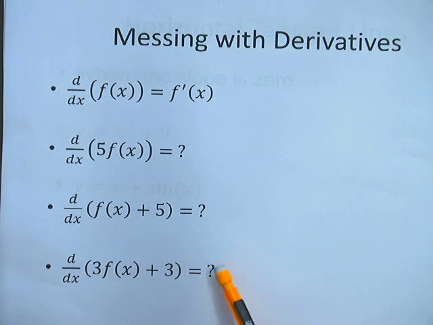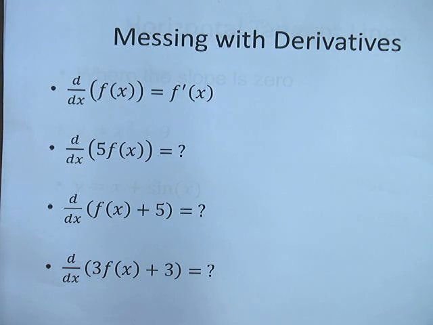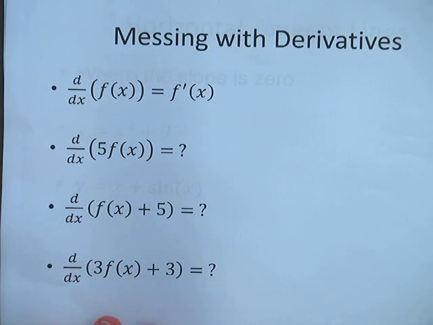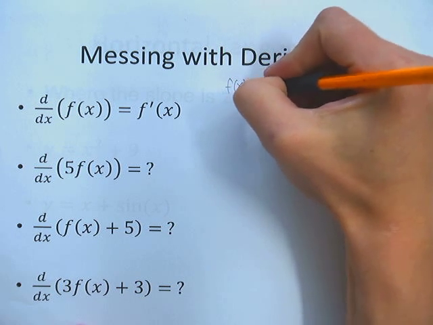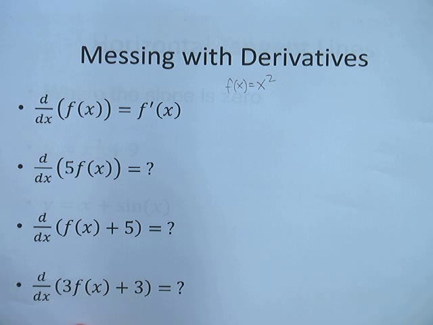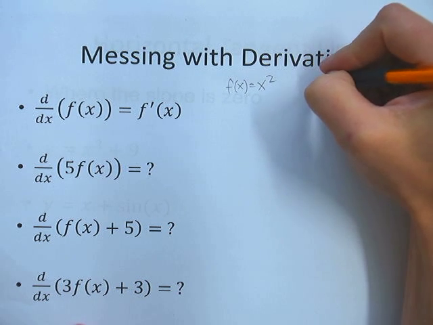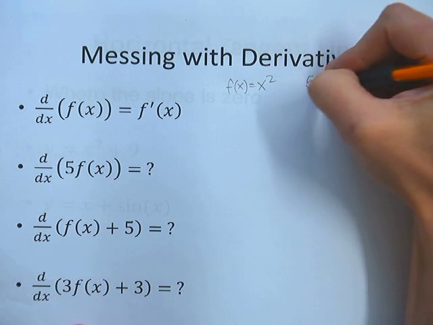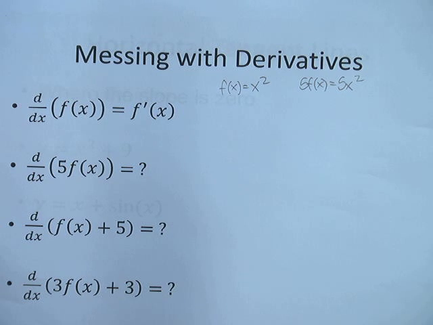First thing is just basic derivative rules. The derivative of f of x is f prime of x. This is pretty simple. The derivative of 5 times f of x, well, let's do a little investigation here and go, okay, if f of x is x squared, then 5 times f of x would be 5x squared. So I'm just going to take the derivative of these two things and see how they compare.